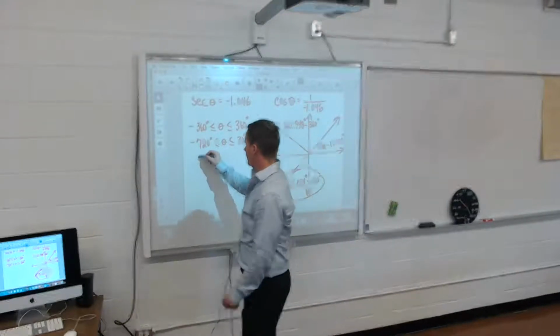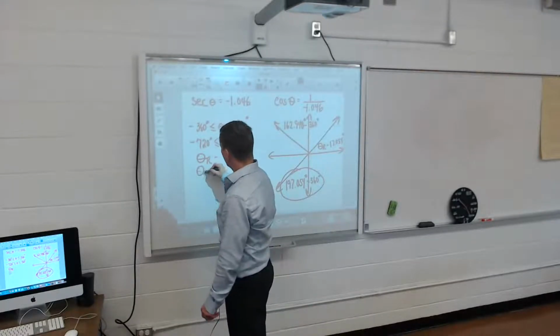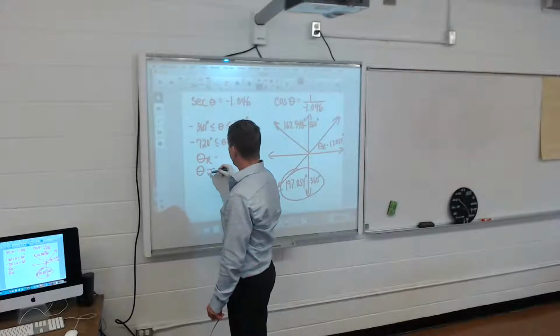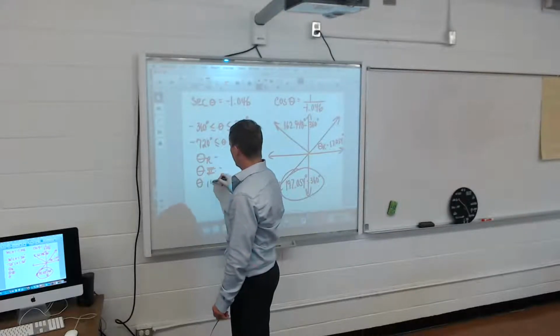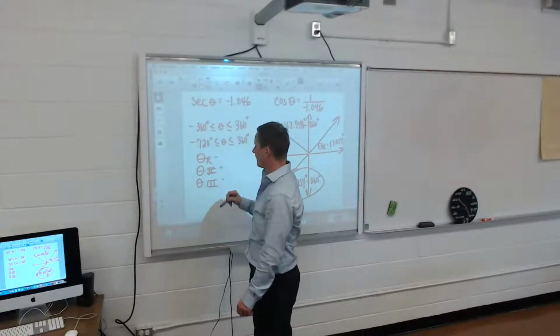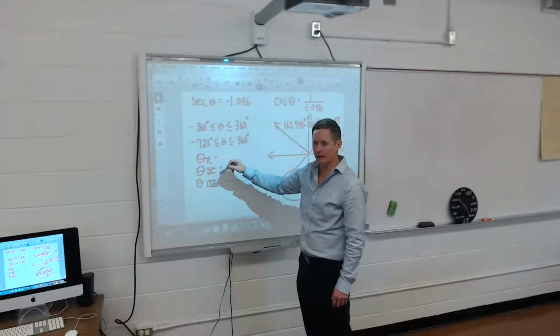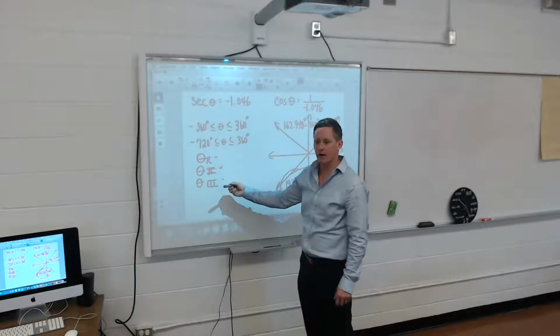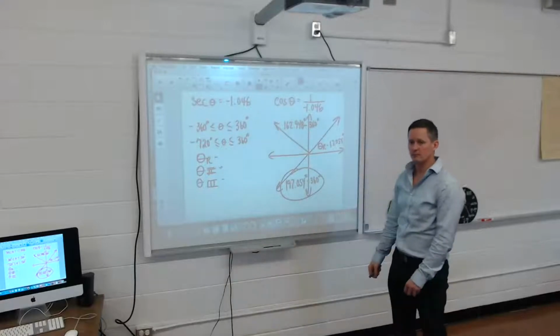This is how I do that question. I write my reference angle. I write quadrant 2, like that. And then I write quadrant 3 like that. So this is how I do that question every single time: reference angle and then my 2 quadrants that are needed.